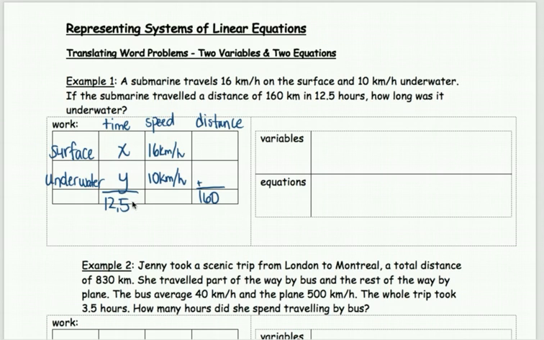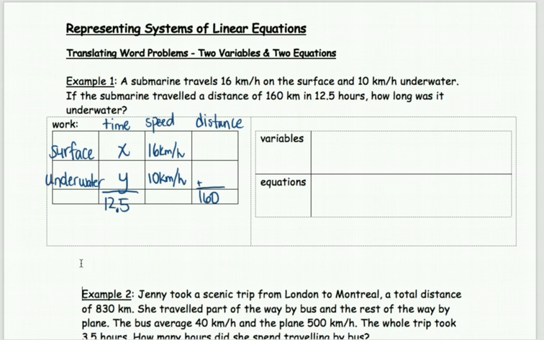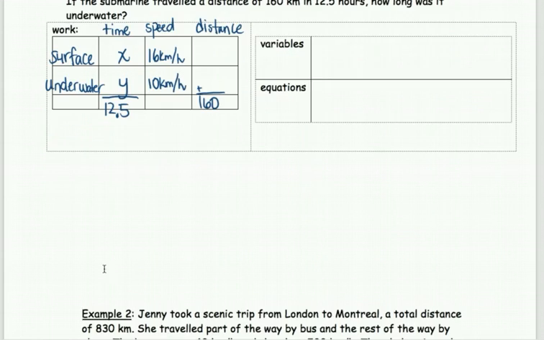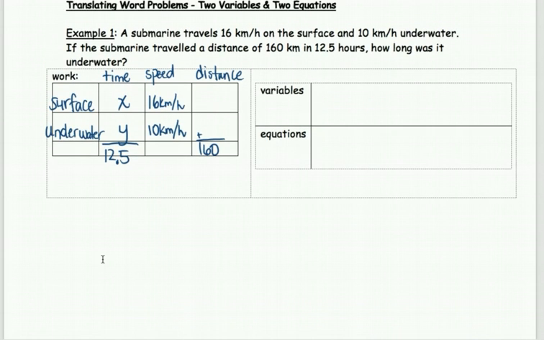Okay, so we have a scenario here. Well, we knew enough information about the time to build an equation. So we know time spent at the surface was X, the time spent under the water was Y, altogether it's 12.5. So I'm just going to give myself a bit more space here. So I just want to show you how speed, distance, and time are related to each other. So right now we'll start off with speed.